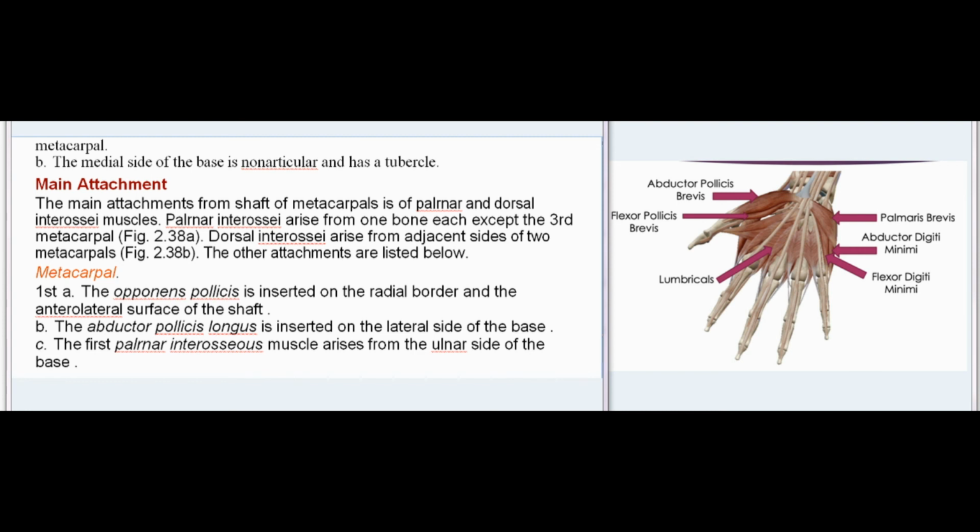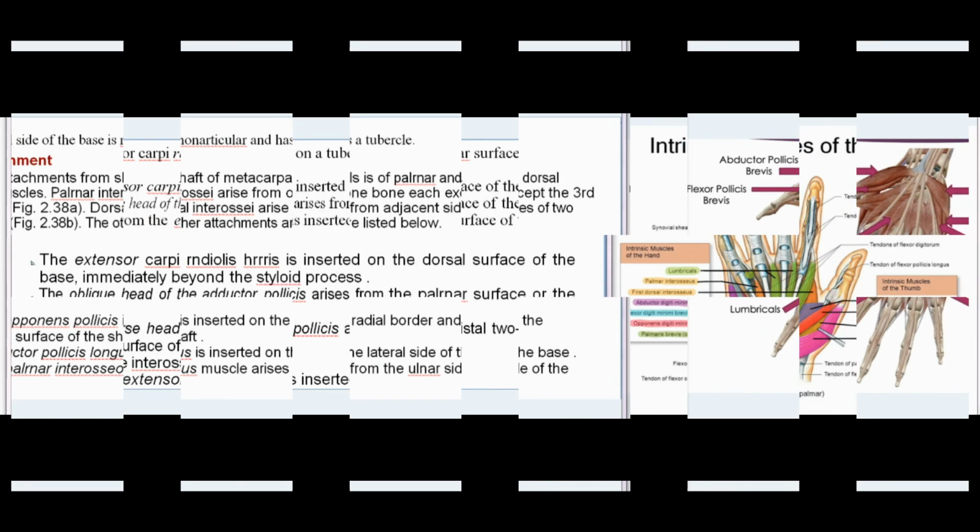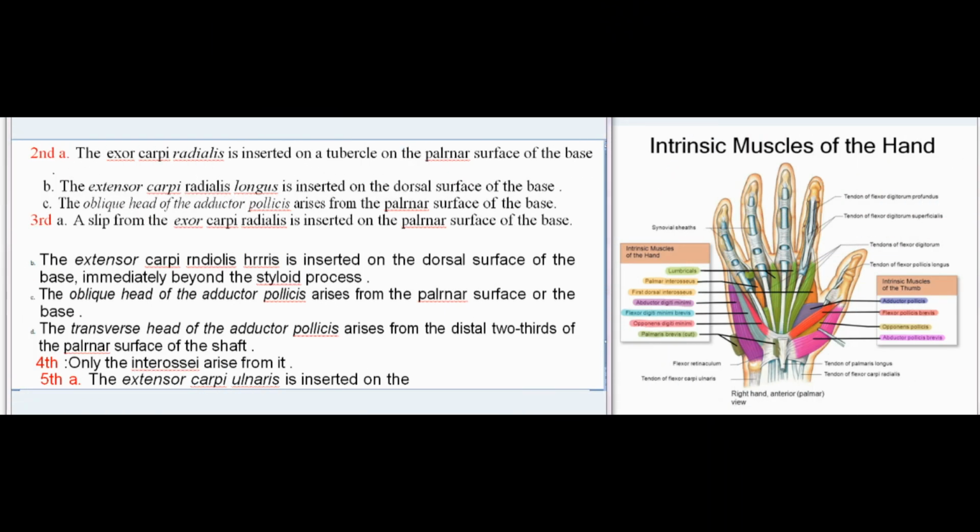Metacarpal. First, the abductor pollicis longus is inserted on the radial border and the anterolateral surface of the shaft. B. The opponens pollicis is inserted on the lateral side of the base. C. The first palmar interosseous muscle arises from the ulnar side of the base. Second, the flexor carpi radialis is inserted on a tubercle on the palmar surface of the base. B. The extensor carpi radialis longus is inserted on the dorsal surface of the base. C. The oblique head of the adductor pollicis arises from the palmar surface of the base.